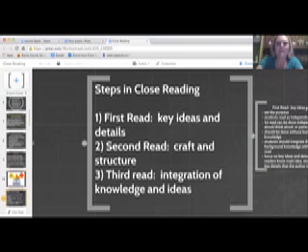There are three steps in close reading. The first read, you're looking for the key ideas and details. During the second read, you're looking at the craft and structure. And then the third read, you're doing an integration of knowledge and ideas.